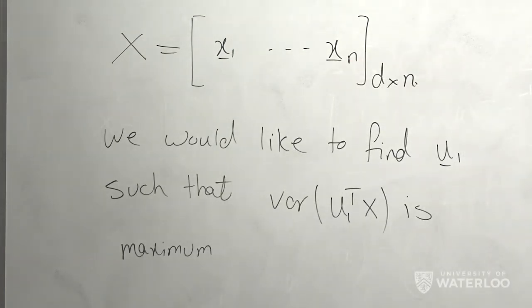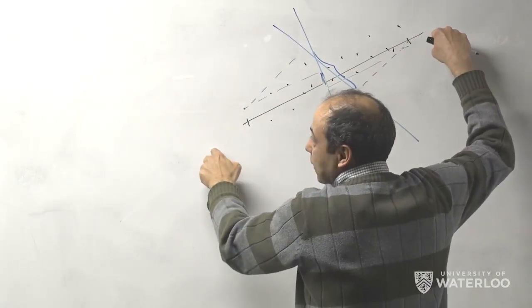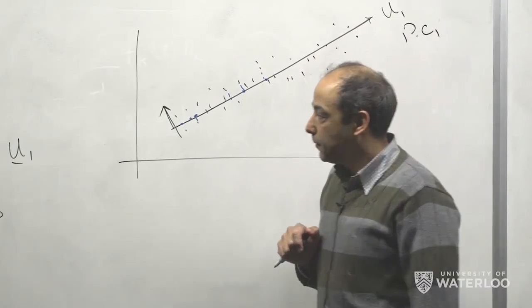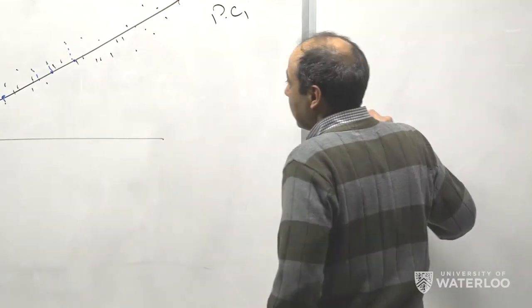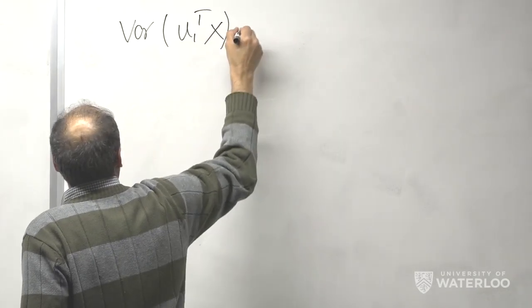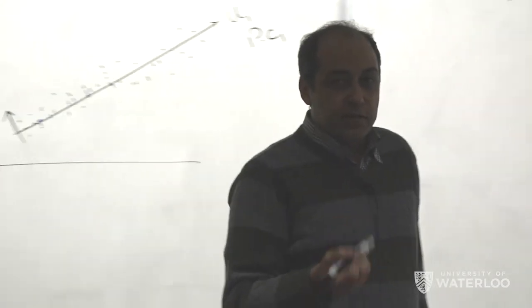I showed you here that different projections give you different variance, different variation. I'm looking for the one which gives maximum variation, this one, not this one. Okay? So I want the variance of u1 transpose X to be maximum. So what's the variance of u transpose X? How can I write it in terms of the variance or covariance of X?